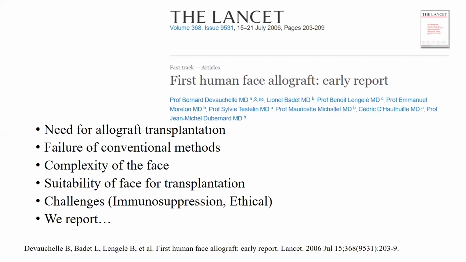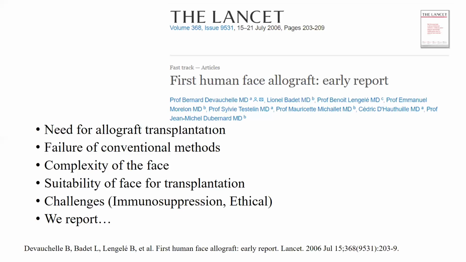The general background is, in general, the allograft transplantation, which includes the face, the kidney, liver, and all these. So I would start by talking about the allograft transplantation, and then I would go specifically to the face. So the authors in this paper started by discussing the need for allograft transplantation. They discussed how failure of conventional therapy made allograft transplantation necessary. And then they went specifically now to the face, because there are articles about face transplant.